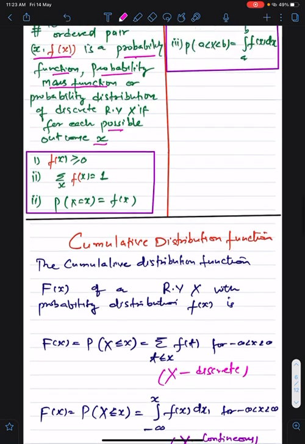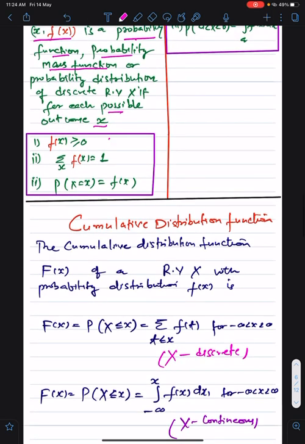Your function, this f of x, will satisfy the following properties. Number one, it will be positive, because this is a probability distribution, and you know that it will always be positive, it will never be negative. So f of x, the values will always be positive, for all values of x.